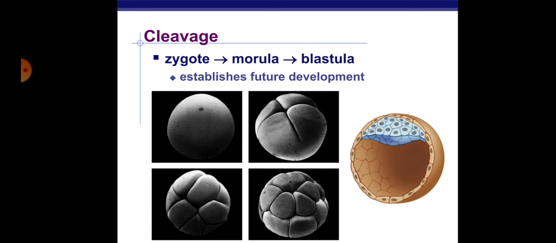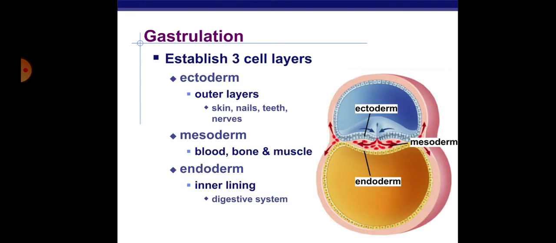Here you can see the cleavage shown in these photographs. First is the photograph of a zygote which divides twice. Then it continuously divides to form a morula. The morula becomes a blastula by the process of blastulation. Here, this is a gastrula, which is formed by the process of gastrulation.